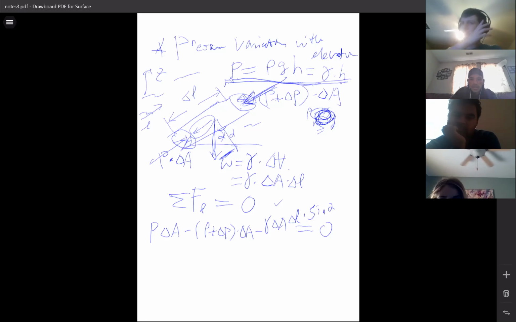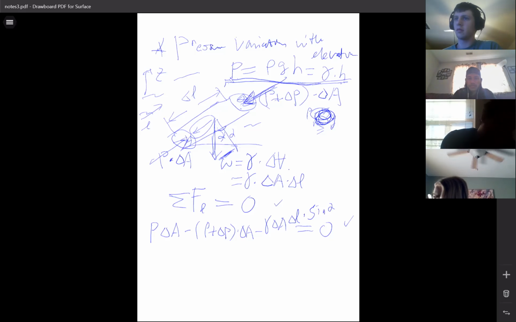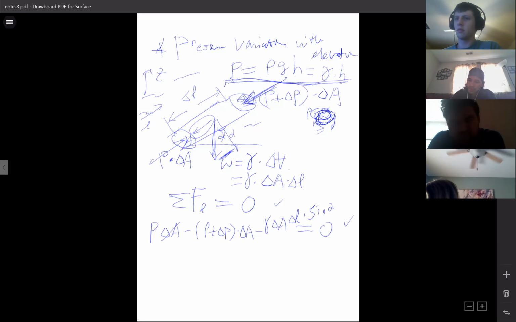So we expanded this equation. Now we can simplify it. It's too long, and a lot of things have the same factor, so we can cancel. Anything we can cancel first? First of all, I think every term has a delta A, is that right? Can I cancel delta A?